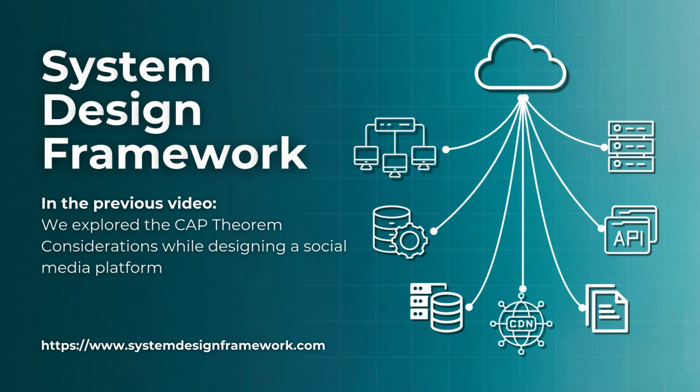In the previous video, we explored the CAP theorem considerations while designing a social media platform. We discussed how the trade-offs between consistency, availability, and partition tolerance impact the design and behavior of the system. For instance, we examined scenarios where consistency is prioritized, like ensuring the most recent data is always available when users view posts or comments. On the other hand, there are cases where availability might take precedence, such as when users are allowed to post content even during temporary network issues.